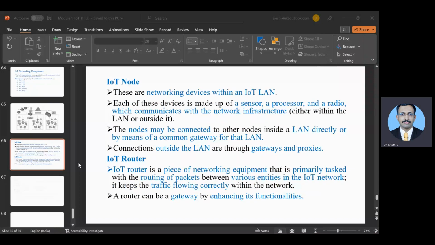So it is a piece of networking equipment which has the task of routing the packets. You get a packet from this side, and it can go everywhere. So you have to make sure that you send it in the right path, isn't it? So how will it be done? With the help of the address, the packet address, all those things.